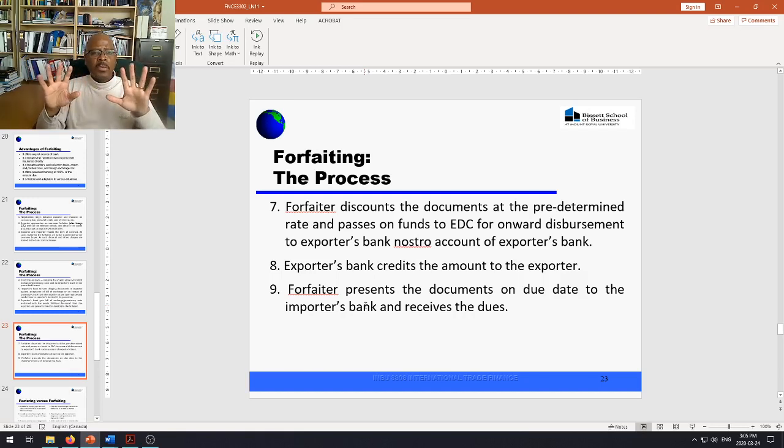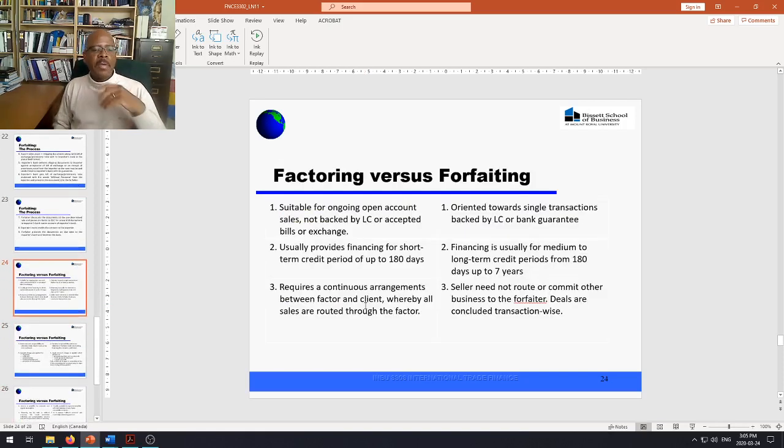So we can ask ourselves, though, what's the difference between the two? Let's compare and contrast factoring versus forfaiting. And so here is a comparison between factoring and forfaiting. First of all, factoring is suitable for an ongoing open account. That is, factoring is generally only done if the sales are happening on a continuous basis. Every 30 days, the exporter is shipping stuff over and generating accounts receivable. And so that's what factors like.